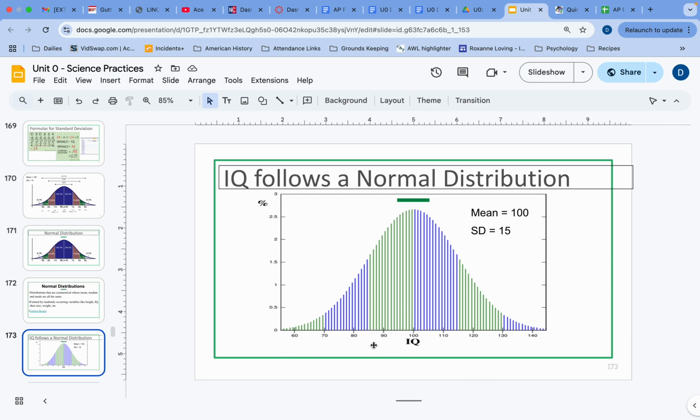Same opposite, again, if you score an 85, what percentile are you in? Well, 50 minus 34, you're in the 16th percentile. If you score a 70, you're another standard deviation below, which is a 13.6 you take off, you're about the 2nd to 3rd percentile.